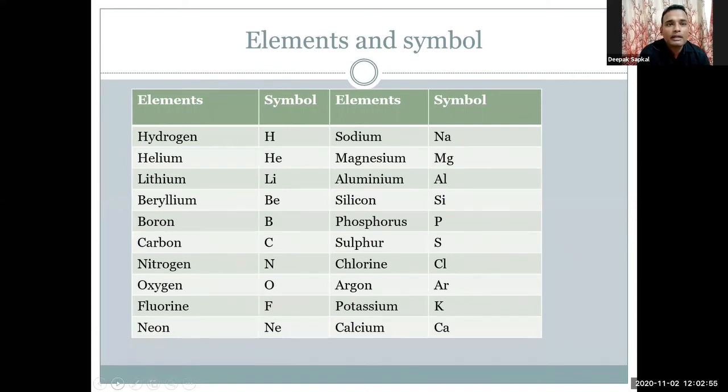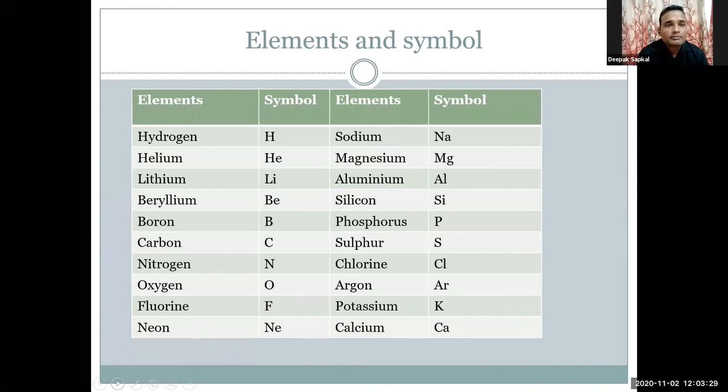for the elements. Here you can see the elements and the symbols. The elements are hydrogen, helium, and so on. There are a total of 118 elements, and out of these 118, some elements have been given here with their symbols. While writing or doing a reaction, you cannot write the full spelling every time. That's why the symbols have been given here.